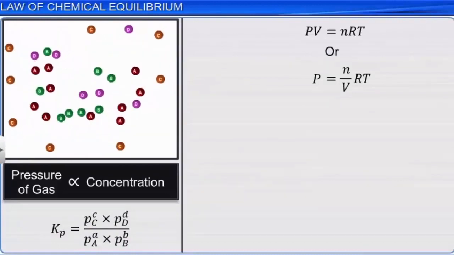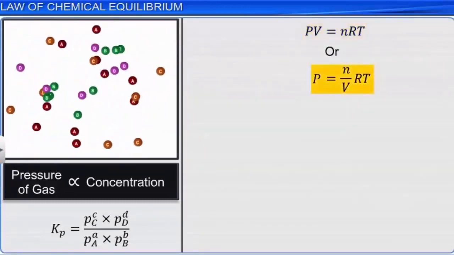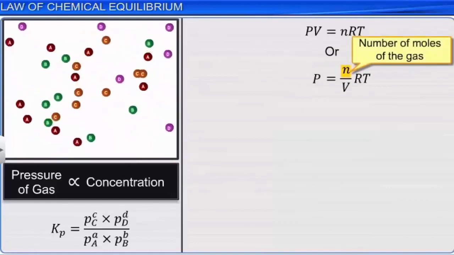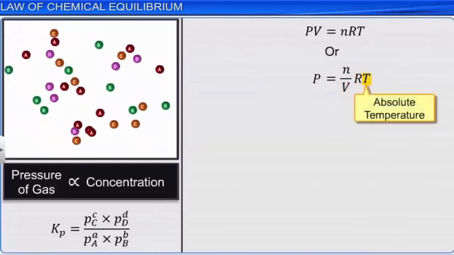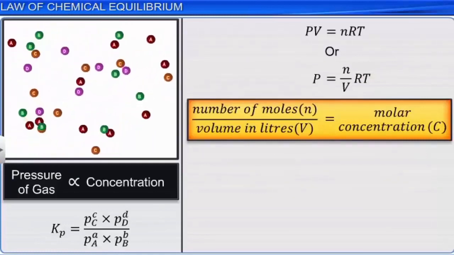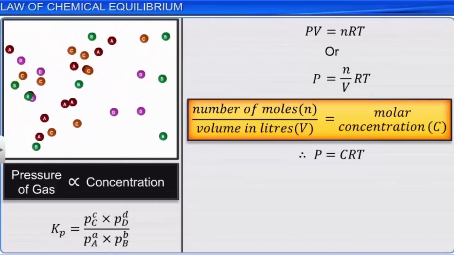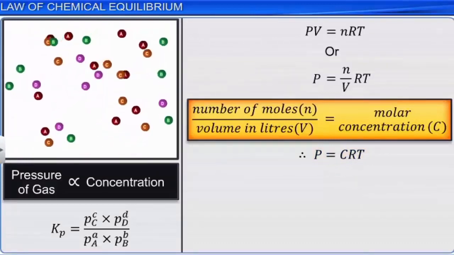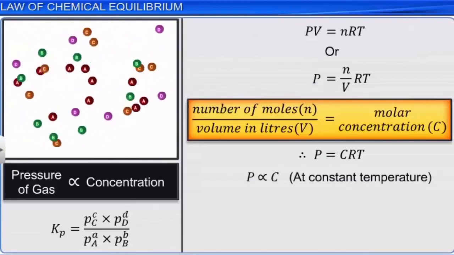According to the ideal gas equation, PV is equal to nRT, or P is equal to nRT by V, where P is the pressure, n is the number of moles of the gas, V is the volume of the gas, R is the universal gas constant, and T is the absolute temperature. However, we know that n by V corresponds to molar concentration C. Therefore, the equation can be written as P is equal to CRT. Since R is constant, it can be written as at constant temperature, the pressure of a gas is proportional to its concentration.